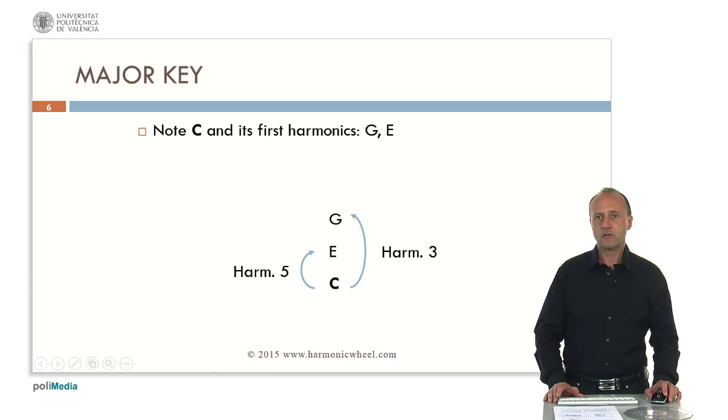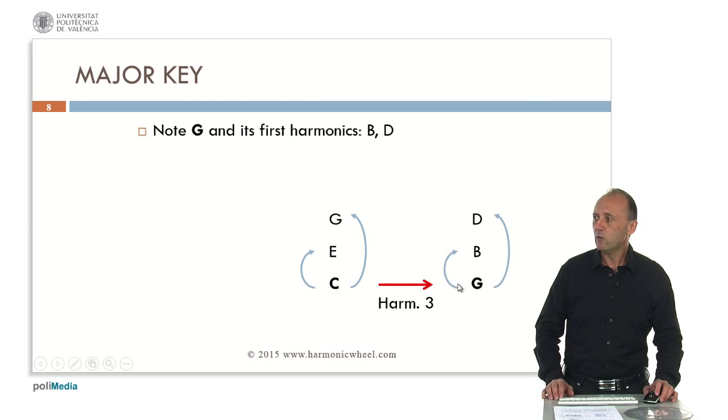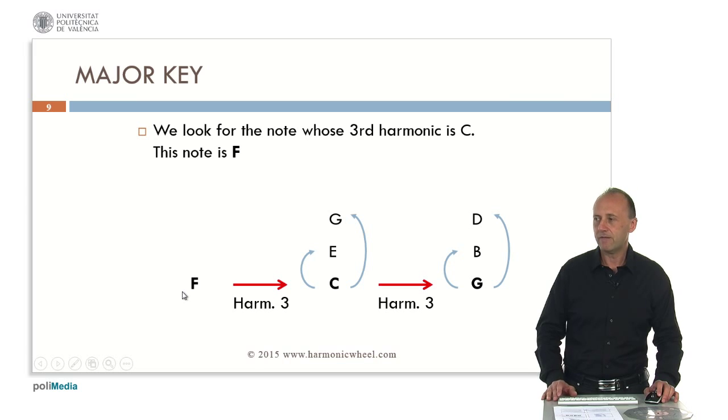We can summarize what we did so far. We started with note C, we found its first harmonics, G and E. Then we chose the most important note from C, which is G, and we looked for its first harmonics, D and B. Now we can repeat the process, starting with a note lower than C, such that its third harmonic is C. That note is F.